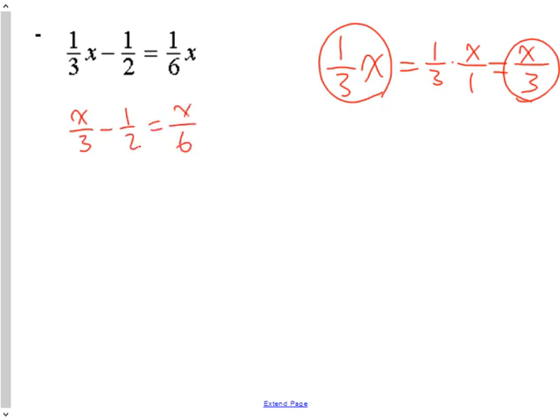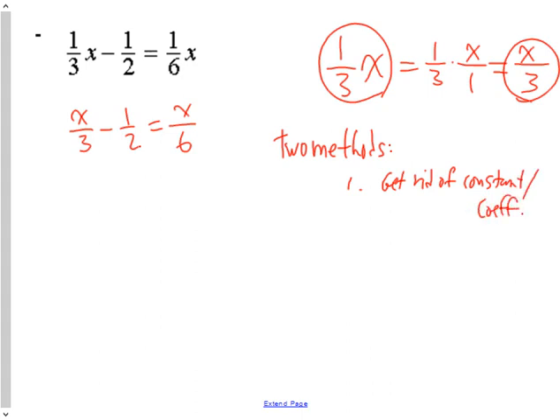Okay? And remember, there are 2 methods you could solve it. The first method is to get rid of the constant, then the coefficient, using opposite operation. So what that would mean is adding a half to both sides and then multiplying both sides by 3. That's one way to do it. And sometimes in easy equations, it's the best way.